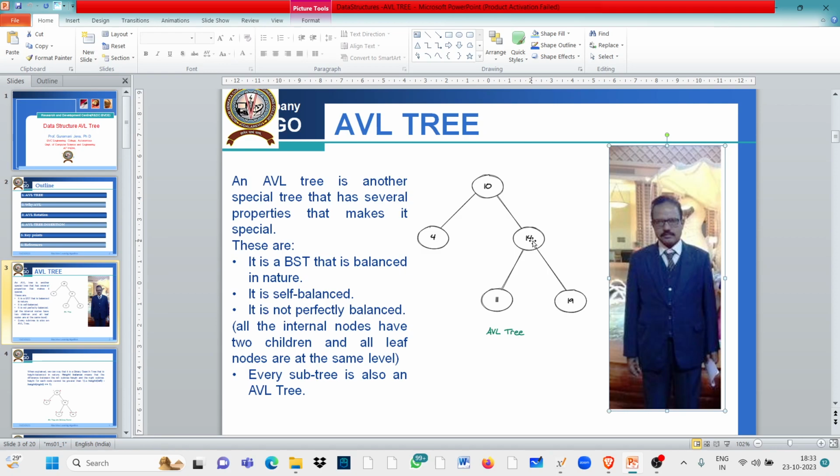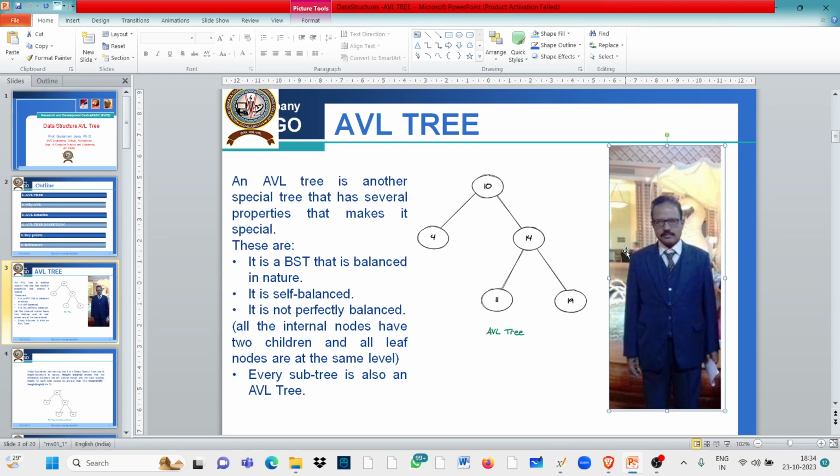If all the internal nodes have two children and all the leaf nodes are at the same level, then we say it is perfectly balanced. But here you see all the internal nodes have two children. Okay, this is an internal node, it has two children. Then the second thing is that all the leaf nodes are at the same level, but you see this is level 0 and this is level 1, so all the leaf nodes are not at the same level here. So for perfect balance, all the internal nodes have two children and all leaf nodes are at the same level.